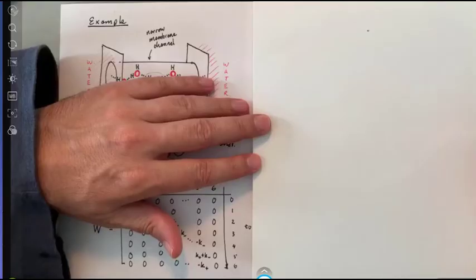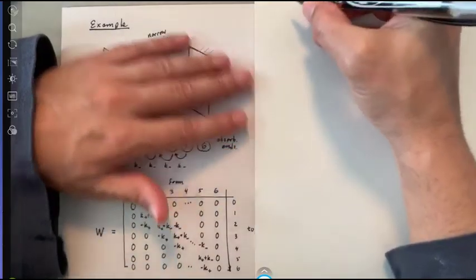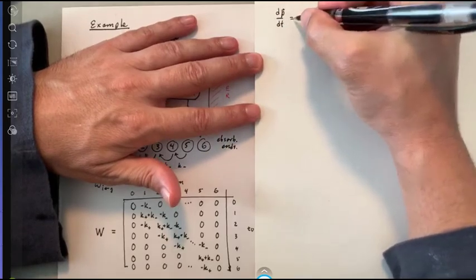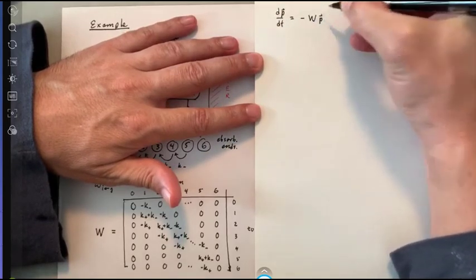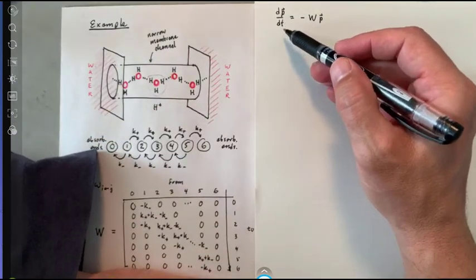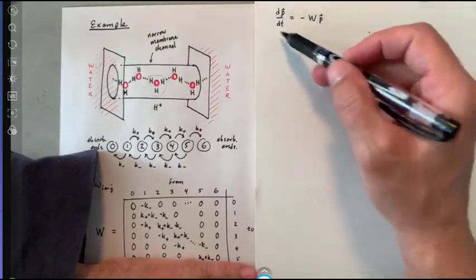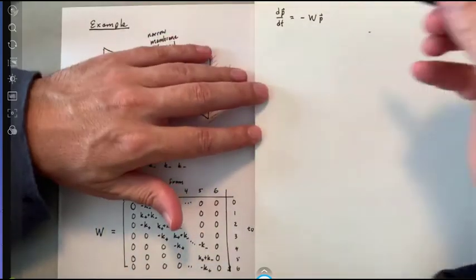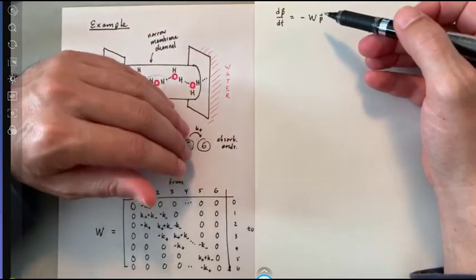Okay, so now we're going to remember what we were after here is to get a matrix that describes the evolution of this probability of being in states 0 through 6 as a function of time. This was our master equation. We now have defined our matrix W. It all has constant coefficients. This is a pretty simple one.